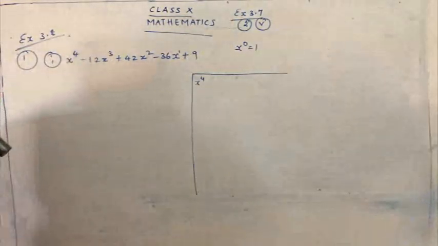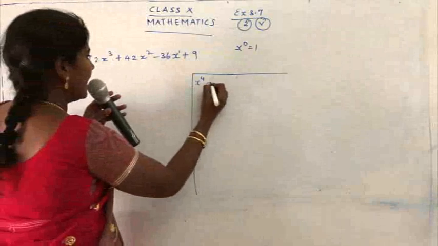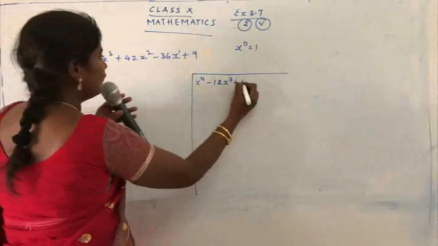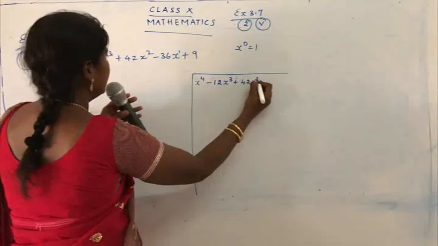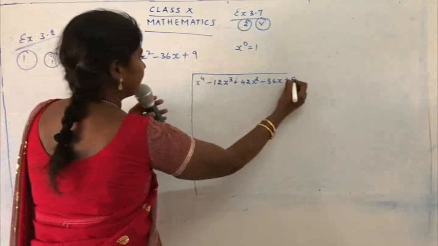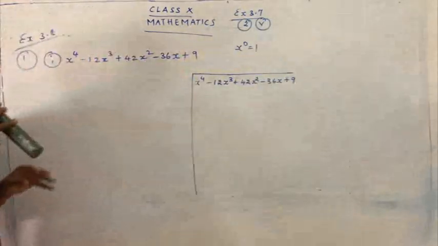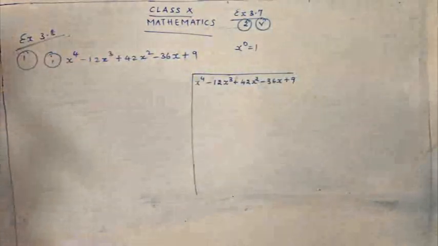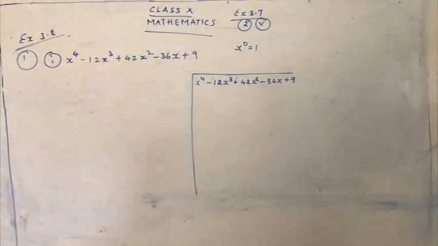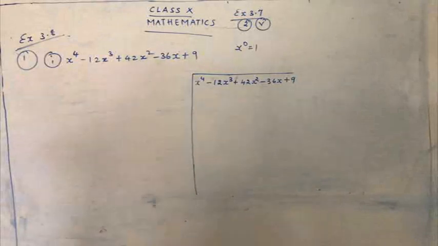So write the polynomial x raised to 4 minus 12x cube plus 42x square minus 36x plus 9. So this is the first step. First of all, you check whether the terms are in standard form. Yes, they are in standard form. So we have written the polynomial in the division format. Okay, now let's start with a sum. It's a very, very easy sum.